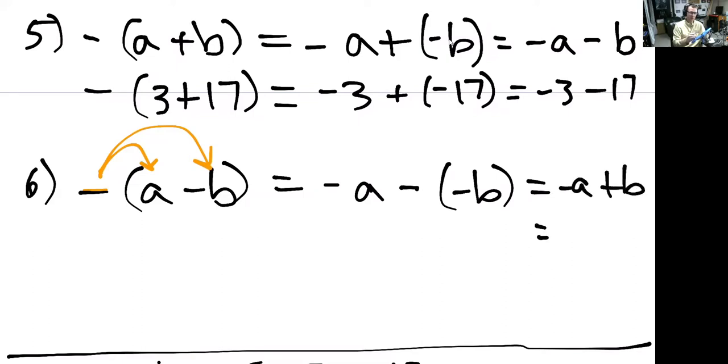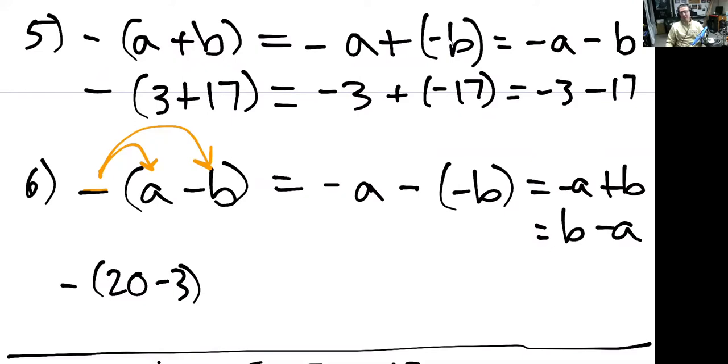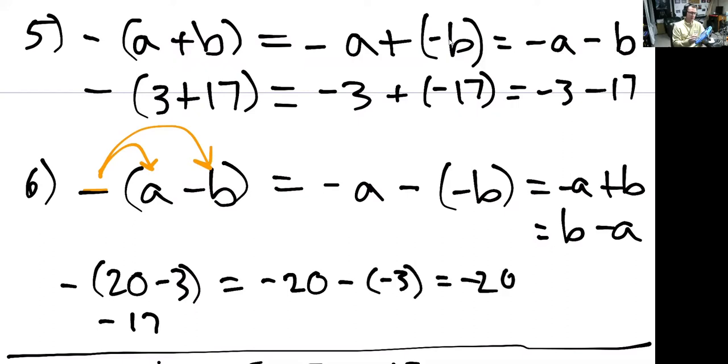Your text writes this as B minus A. Both are fine, right? So long as you commute properly by keeping the negative sign on the A, this will be fine. With numbers, it might not make much sense to actually carry this out, but 20 minus 3 with a negative sign out in front, we could first do the subtraction inside, or we could otherwise distribute the negative sign. We know this is going to be negative 17, but we'll work it out anyway. Let's distribute the negative signs. So we get negative 20 minus a negative 3, which gives us negative 20 plus 3, which is, of course, negative 17.